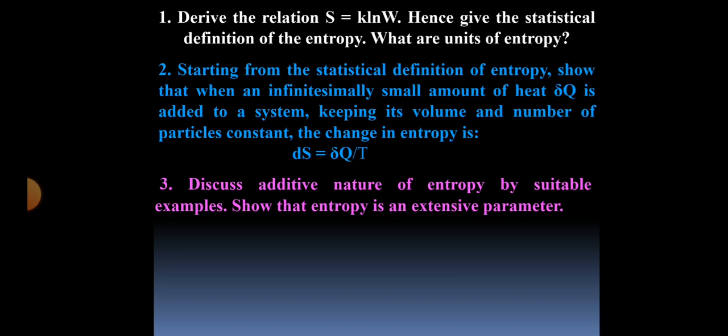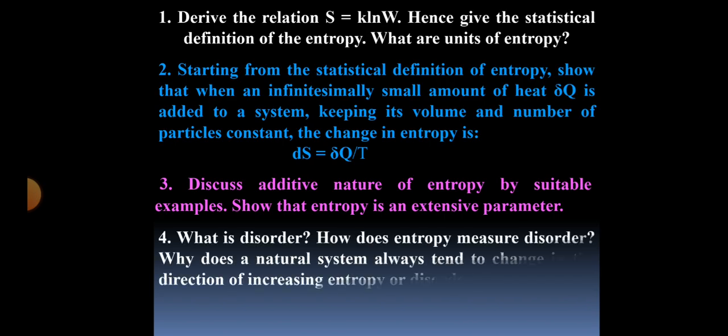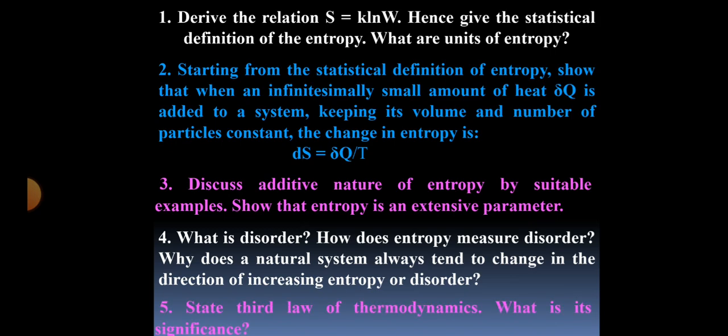Then question number 3: discuss the additive nature of entropy by considering suitable examples. Show that entropy is an extensive parameter. So entropy is an example of an extensive parameter. Question number 4: what is disorder? Entropy and disorder are interlinked. Higher the disorder, higher will be the entropy of the system. How does entropy measure disorder? Why does a natural system always tend to change in the direction of increasing entropy or disorder? So this is your second law of thermodynamics, which can be linked here.